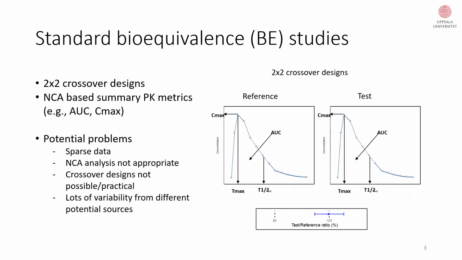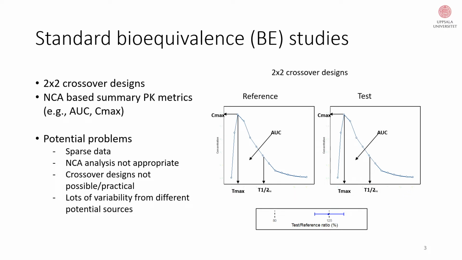So how can model sharing be useful in things like bioequivalence studies? So here is a standard bioequivalence study where we might have a 2x2 crossover design, and we would then have maybe an NCA-based analysis where we would look at AUC calculations, Cmax calculations, and then look at geometric mean ratios and see whether the ratios are within specific limits for equivalence.